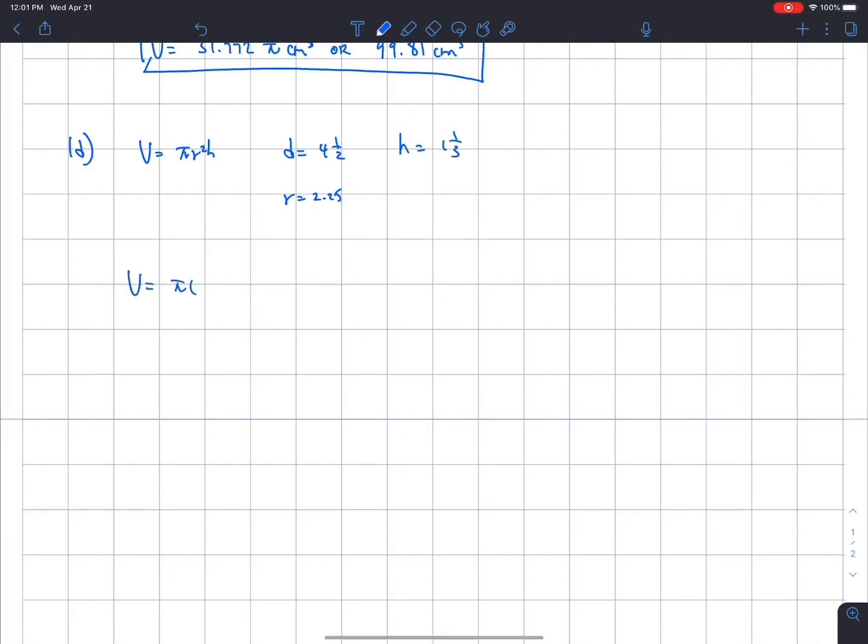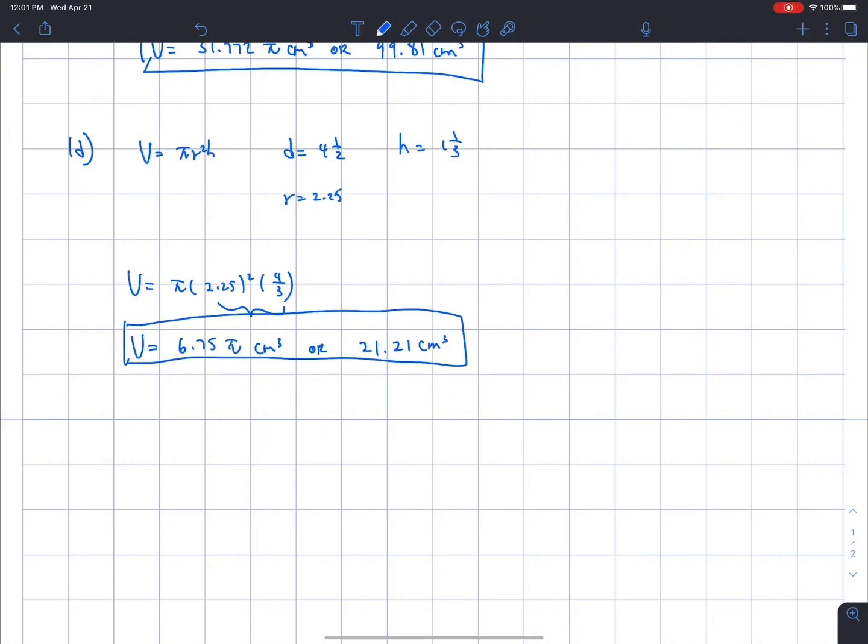So volume is pi r squared times h. 1 1/3 is the same as 4/3. And then now I can just type these into the calculator. 2.25 squared times 4/3. I get 6.75 pi centimeter cube, or type that into the calculator, we get 21.21 centimeter cube. Okay, that's the end of question 1. I'll see you in question 2.